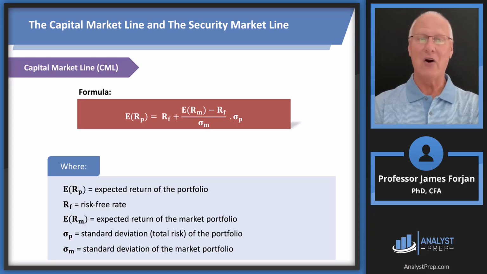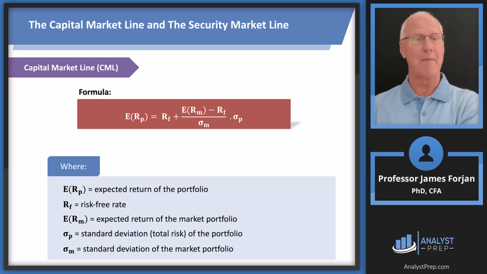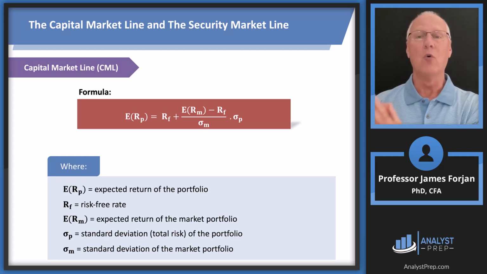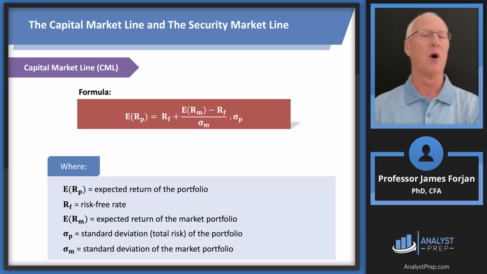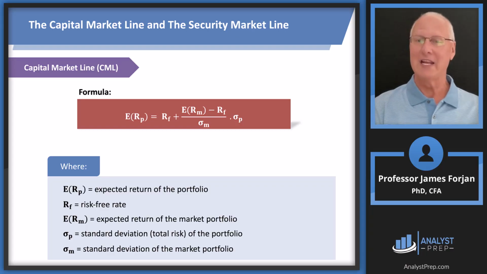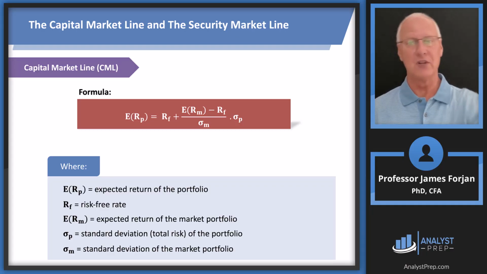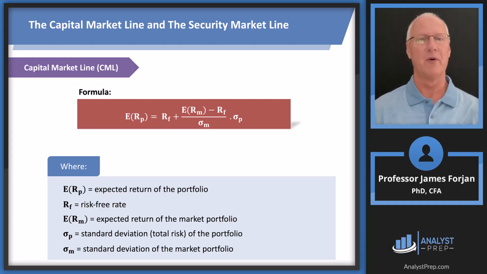But now, instead of multiplying that by beta, which is our measure of systematic risk, we're going to multiply it by the ratio of the standard deviation of the portfolio in question by the standard deviation of the market portfolio. So you should see that the market portfolio and the risk-free rate of interest play huge, critical roles in both SML and CML. There's another equation for you to memorize.